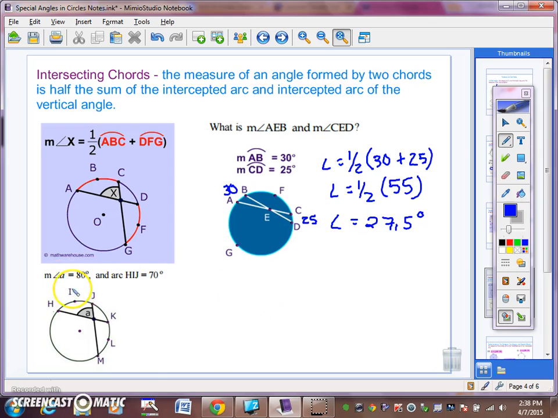Now, on the back side, we may have to work a little backwards. They give us angle A. Angle A is 80 degrees, and they tell us arc HIJ is 70 degrees. Okay, well, I know that 80 degrees has to equal 1/2 of that arc, 70, plus the other arc. I don't know what the other arc is.